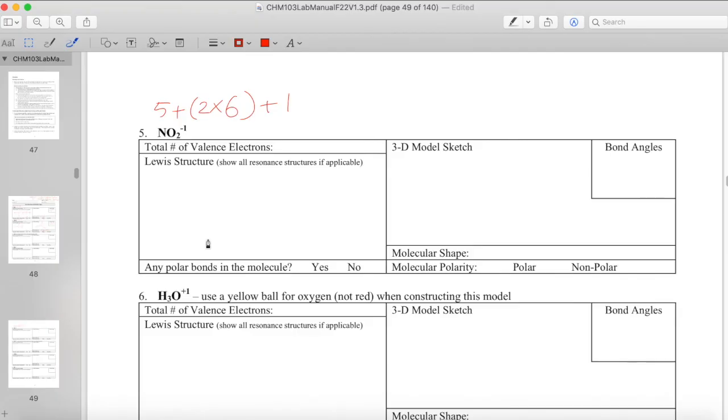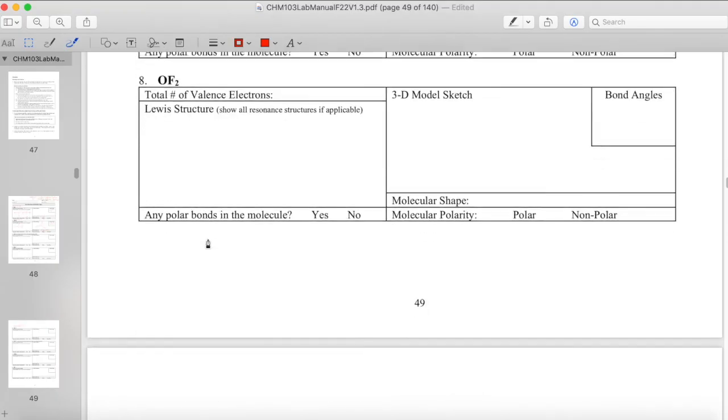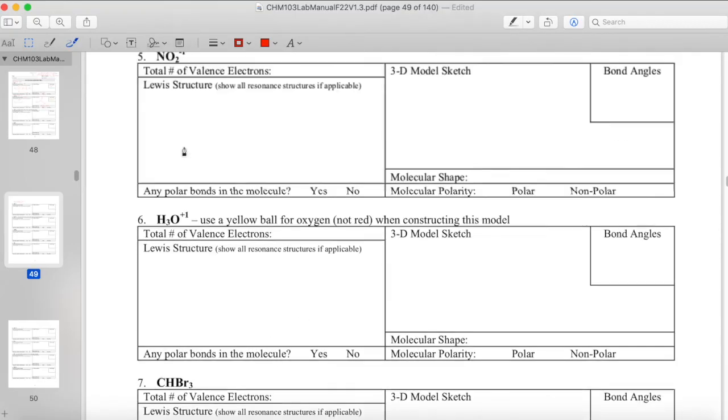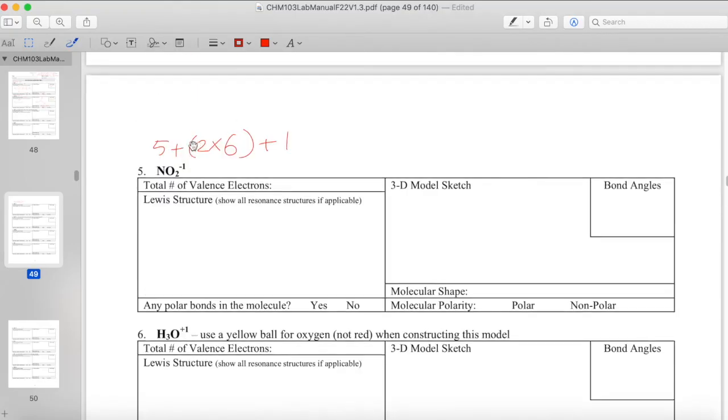So, for example, actually, let's see if there are any examples down here. Yeah. So, for example, our carbonate ion over here has a -2 charge. So here I would add 2 electrons to my total. Okay. Anyway, so in this case, I have 5 electrons from my nitrogen, 6 electrons from each of my oxygens, so 12 total, and I have an extra electron that's giving us that -1 charge. So when I add this up, I get the conveniently even number.